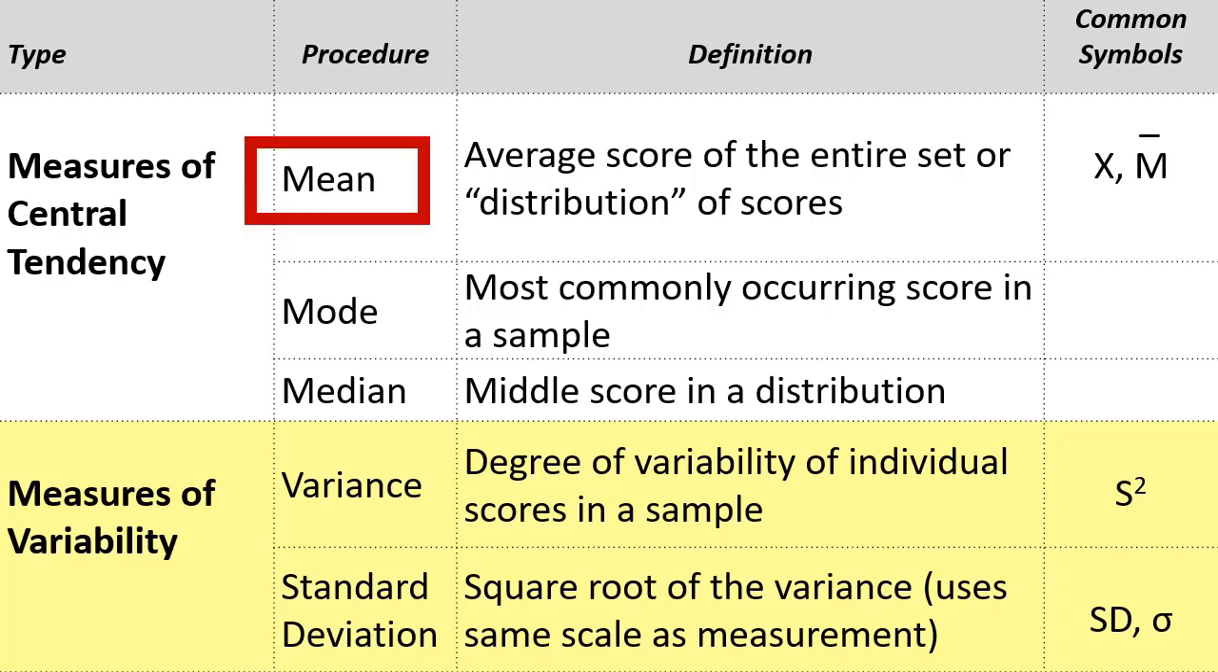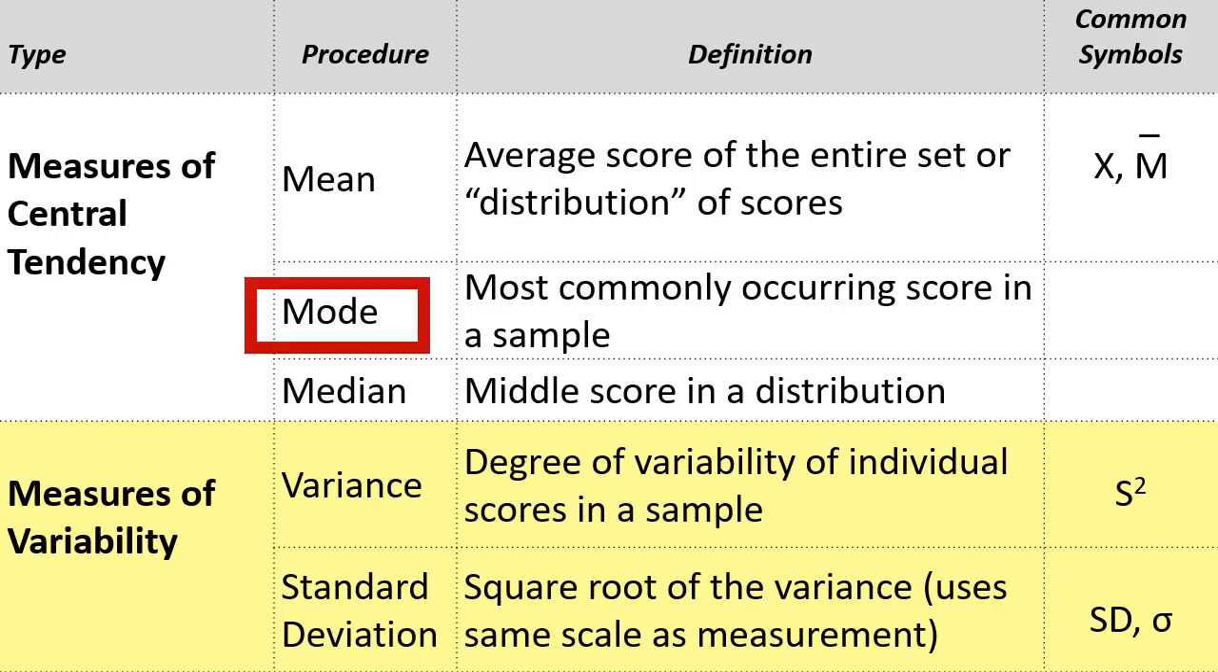Mean means average. It's the average score of the entire set or distribution of scores. Now, in the literature, mean oftentimes is characterized by a symbol, and it's either a capital X or a capital M with a line over the top of it. So those are common symbols for a mean or average.